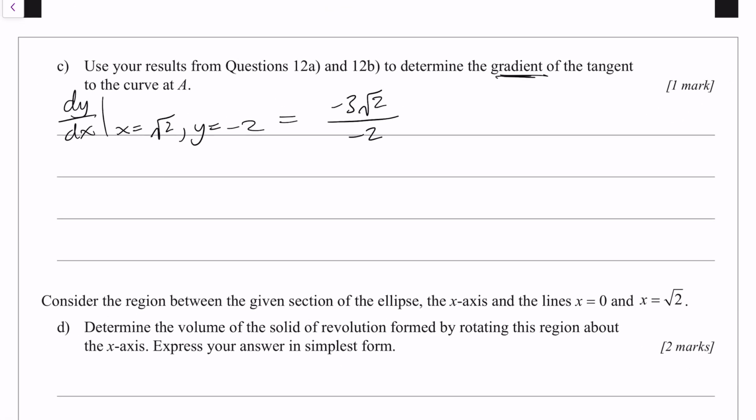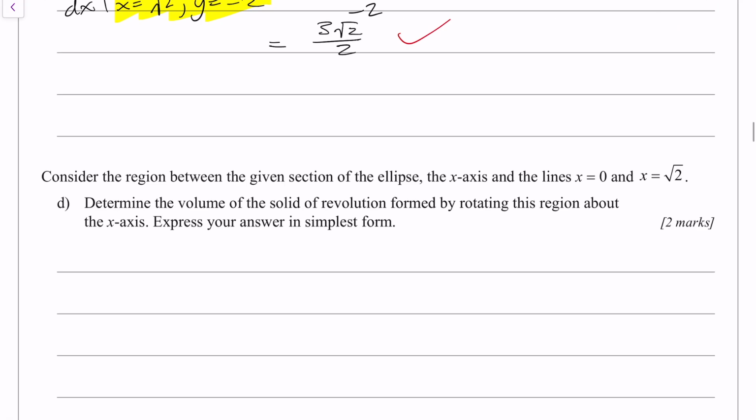I had written them already here, so I don't know why I looked up, sorry. And then because they're both negatives on top and bottom, I can cancel them both. And that's my gradient. So that's the 1 mark there, because you only need to show one thing.